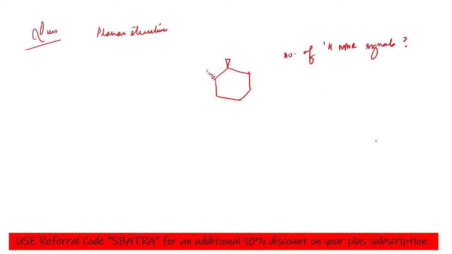What you have to find is this: it's a planar structure. You have to assume this is a planar structure, with no flipping and no flexibility of this cyclohexane structure. Assuming this structure to be planar, you have to calculate the number of 1H NMR signals in it.